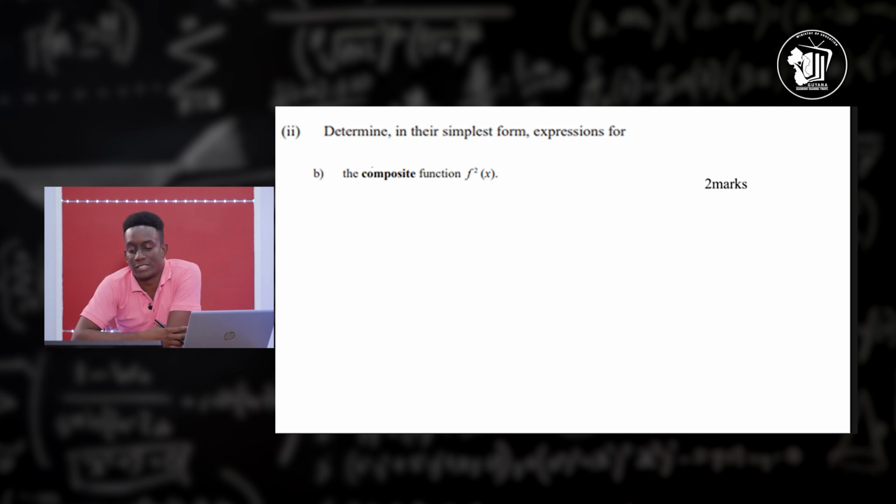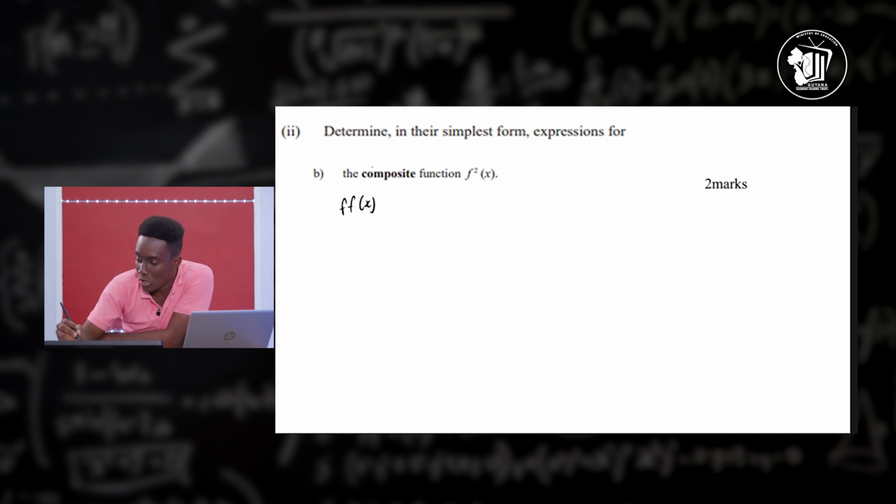All right, so this question says, determine in their simplest form an expression for the composite function f squared of x. So they give you composite in all caps because of a reason. Now here's the thing, f squared, let's say you have something like y squared, that is the same as y times y. So if you want to find f squared of x, this is the same as f of f of x. So this is a composite function. You're taking f and you're putting it inside of f.